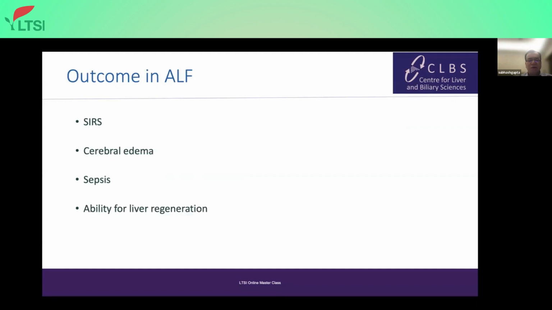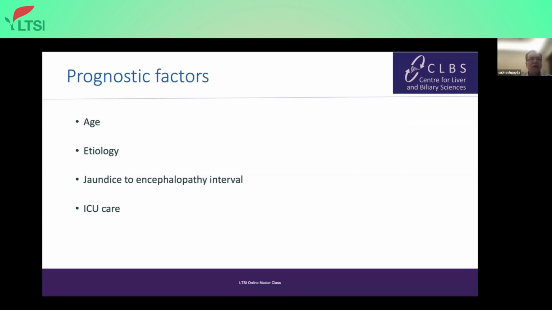For example, if you have somebody with fatty liver disease and he also gets acute liver failure, then obviously they're more likely to succumb, which we had recently in one of our cases. So the prognostic factors are based on age, etiology, jaundice and encephalopathy interval, ICU care. Next slide.